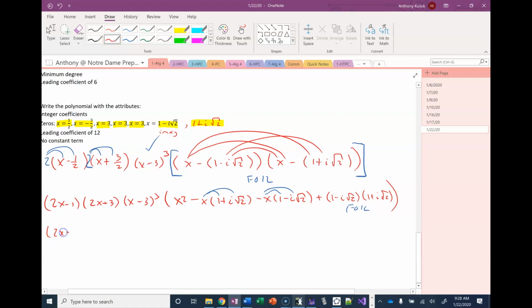So these first three factors, nothing's going to change for. When I distribute this through, I have a negative x minus x i root 2. Then I have a negative x plus x i root 2. Plus, and when I FOIL this, I have 1 plus i root 2 minus i root 2 minus i squared root 2 squared.